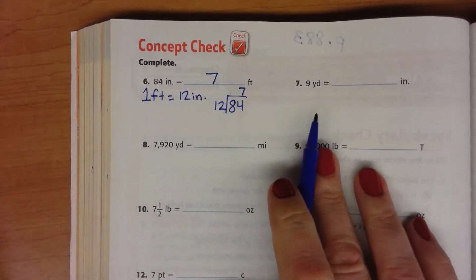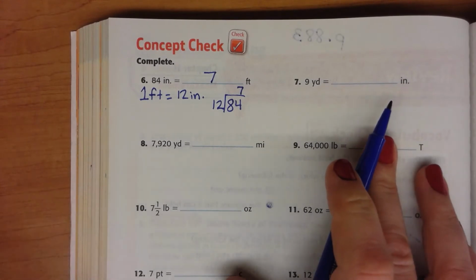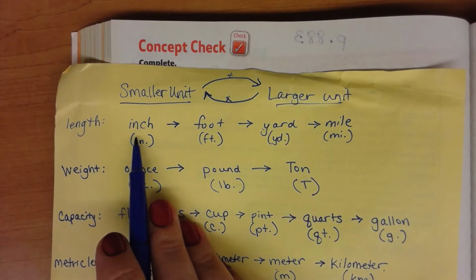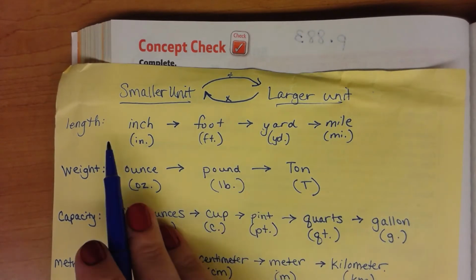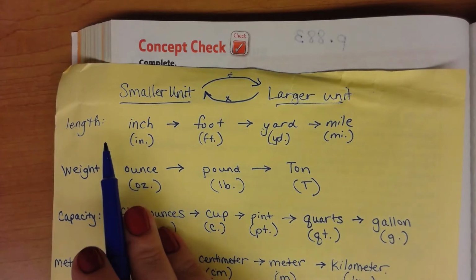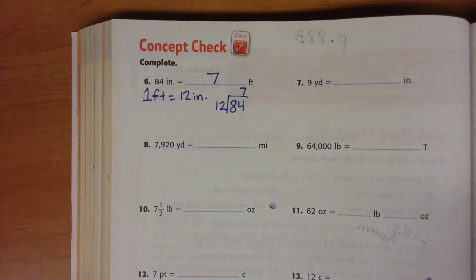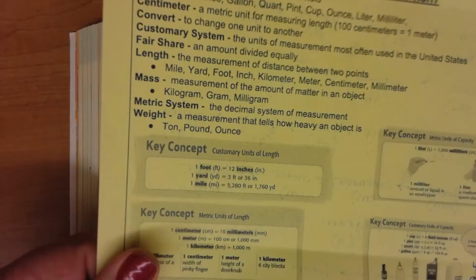Let's look at number 7. 9 yards we want to turn into inches. So in this case, yards to inches, we're going backwards. We're going from a larger unit to a smaller unit, which means we're going to multiply. So larger to smaller, we know we're going to multiply, but now we need to find out how many yards are equal to how many inches.